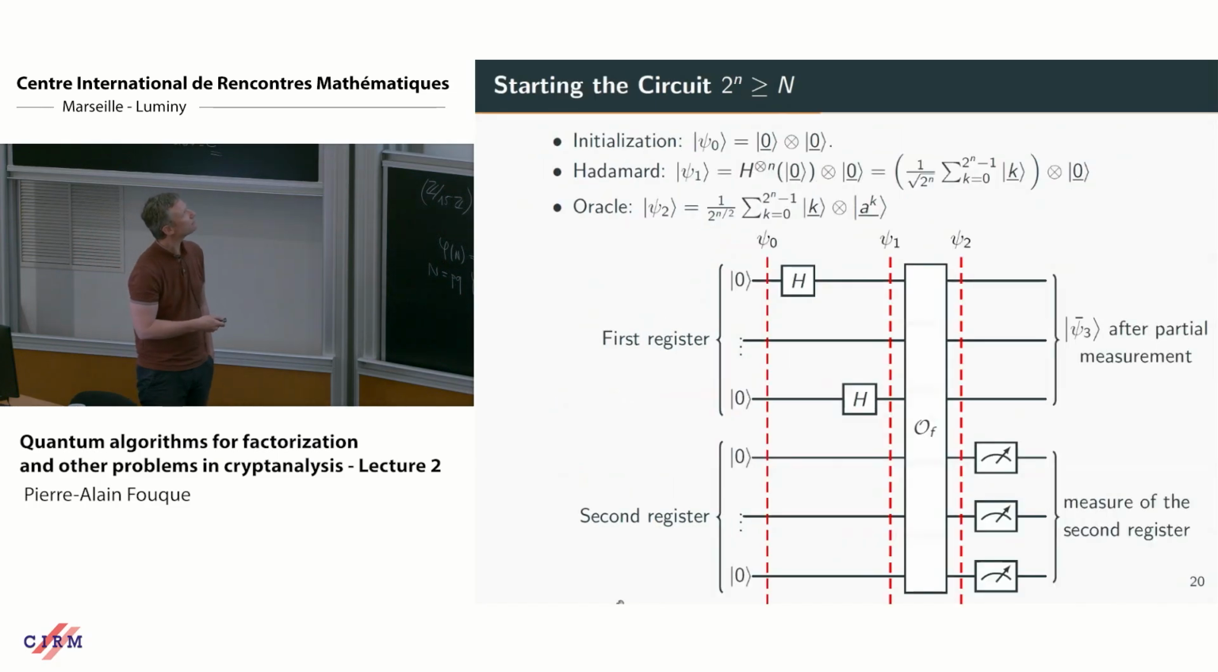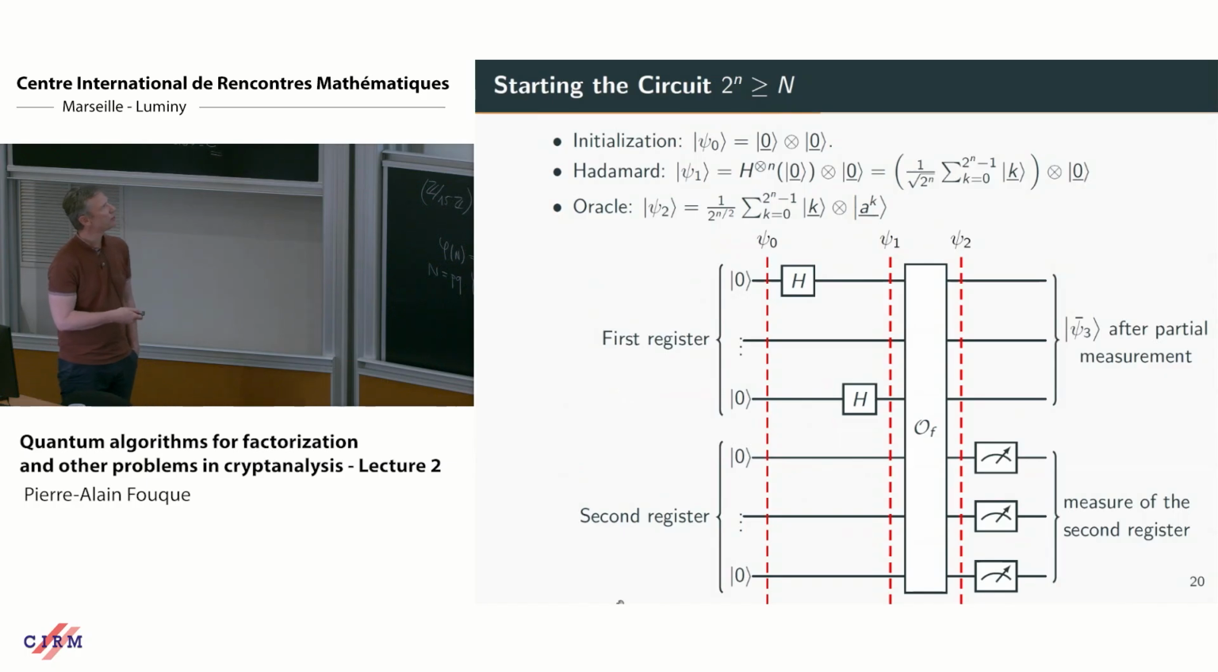So the circuit is exactly as we did this morning for Simon's algorithm. We begin with all 0 for the first n qubits. We apply Hadamard. At this point, we have a superposition of all states, which is what is written there. The second register contains only 0. I apply the function f, and after the oracle I get this state: I have k here, and here a to the k mod n.